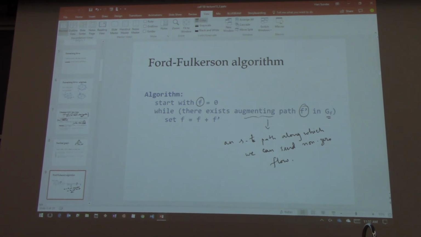So what happens if you can't find such a path? Yeah, so the algorithm just stops. Okay, so that's why there's a while, and then you set F equals F plus that path F. And this plus, we said, is the edge-wise combination: on every edge you do the algebraic sum of flows.